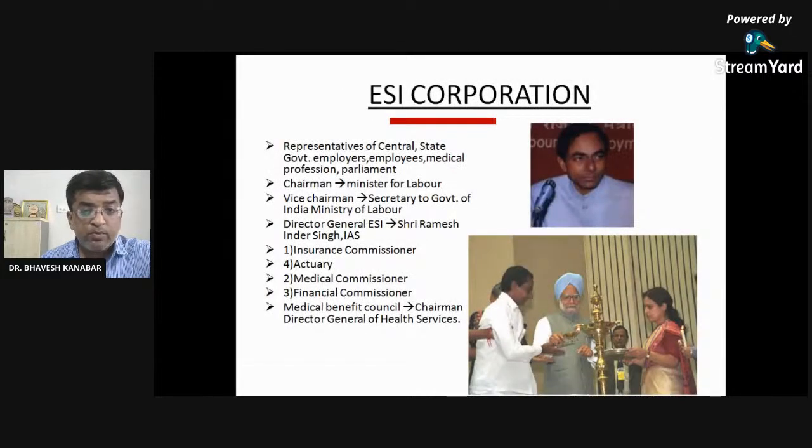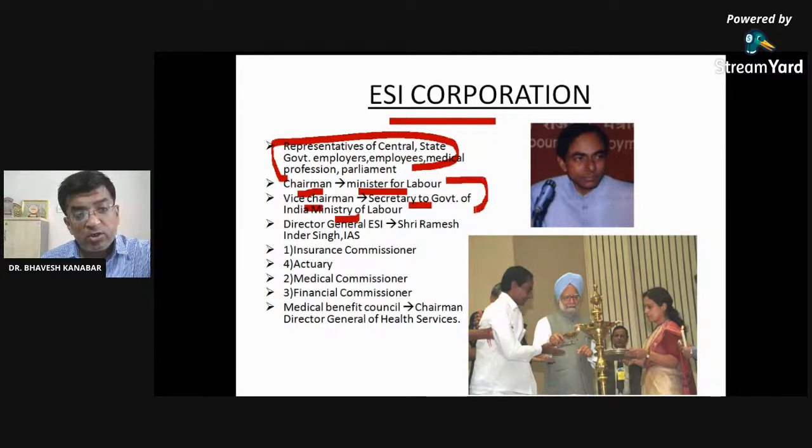ESI Corporation. And you know that we have the ESI Corporation in Delhi, right? Here are represented the representatives of the central government, state government, employer, employee, and medical profession and parliament. These are there in the ESI Corporation. There is also one chairman who is the Minister of Labor, right? Vice chairman is the secretary to the government of India, Ministry of Labor. So whoever is the Minister of Labor is the chairman of ESI Corporation, and whoever is the secretary is the vice chairman, right?